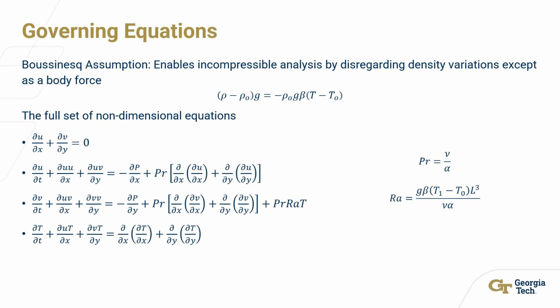And since we want to work with the incompressible equations, we use the Boussinesq buoyancy approximation so that we can neglect density variation in all terms except for the body force. And so that gives us the full set of equations. The most important non-dimensional number here is actually the Rayleigh number because it determines how strong our convection is going to be.